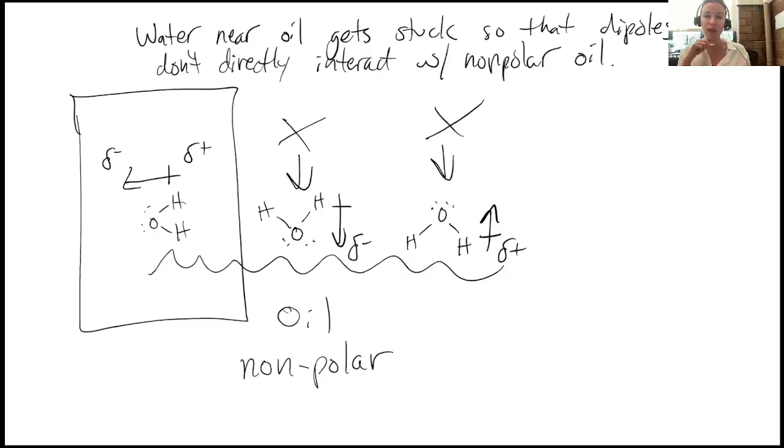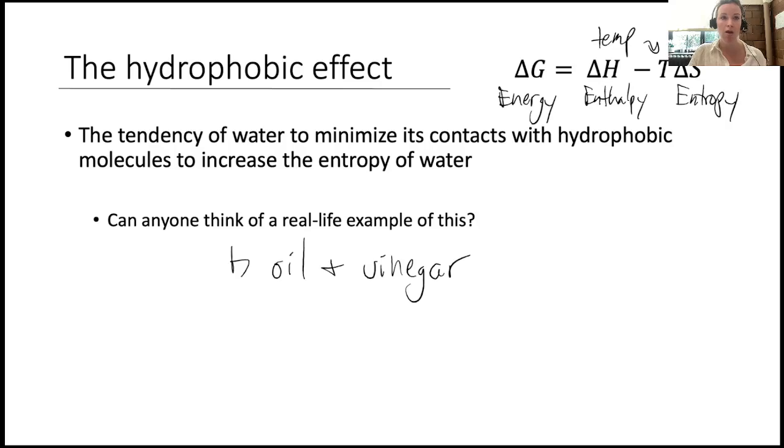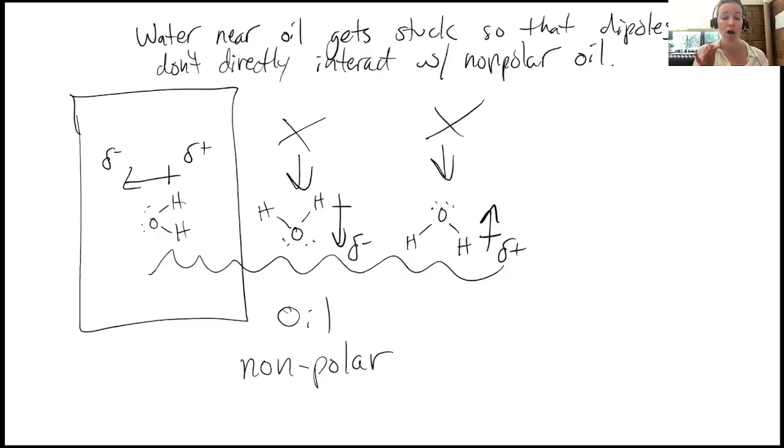And so now I'm going to really quickly remind us of the definition of the hydrophobic effect so we can wrap up. So the hydrophobic effect is the tendency of water to minimize its interactions with hydrophobic molecules to increase its entropy. On this slide, I show you why water interacting with oil has low entropy, because the water molecule gets kind of stuck in this orientation. It can't rotate, it can't move around, therefore its entropy is low.